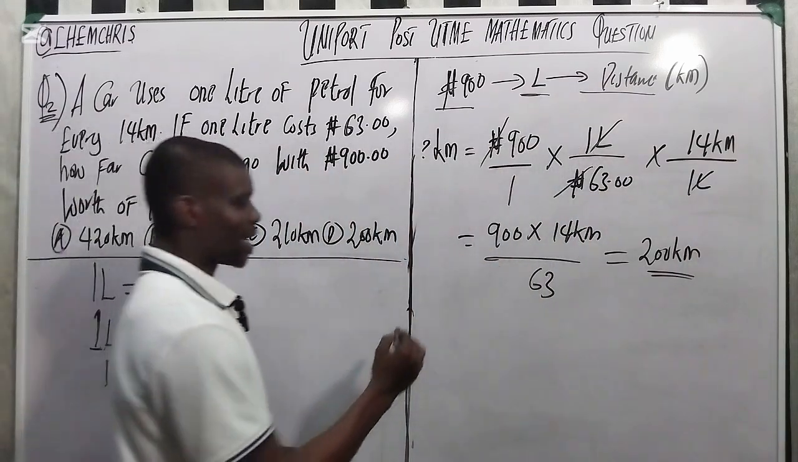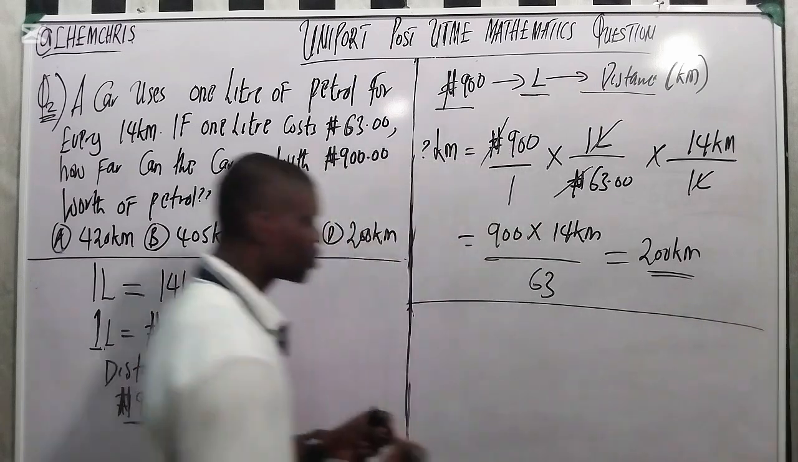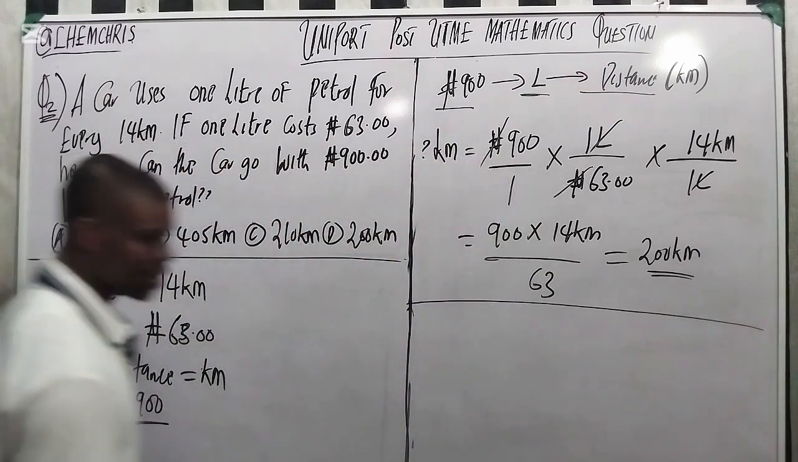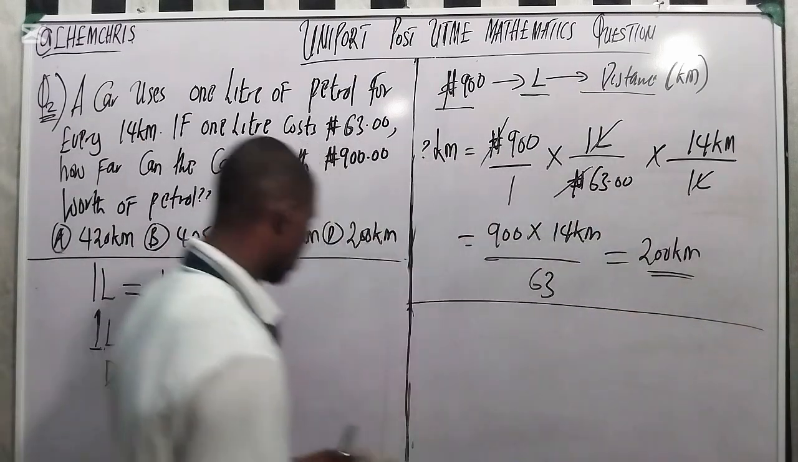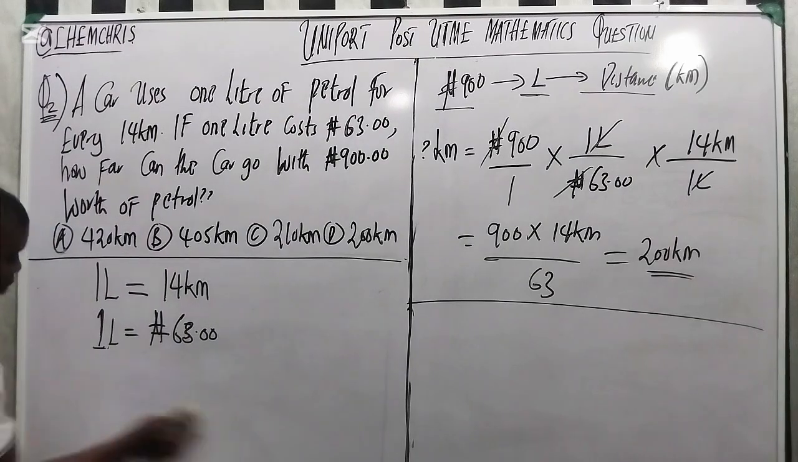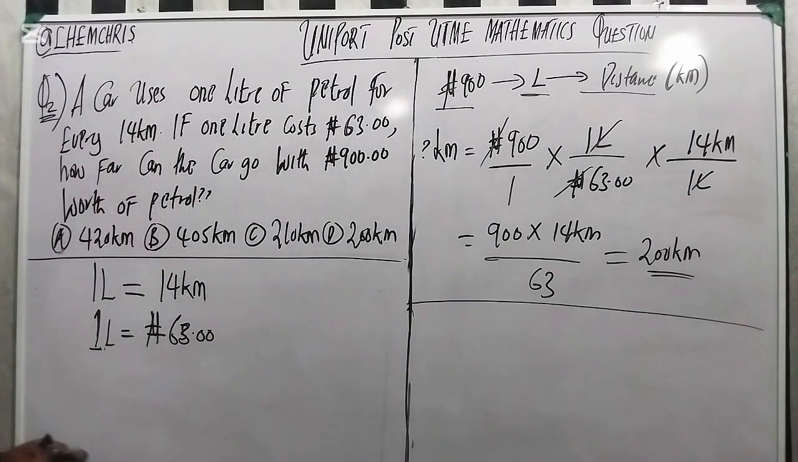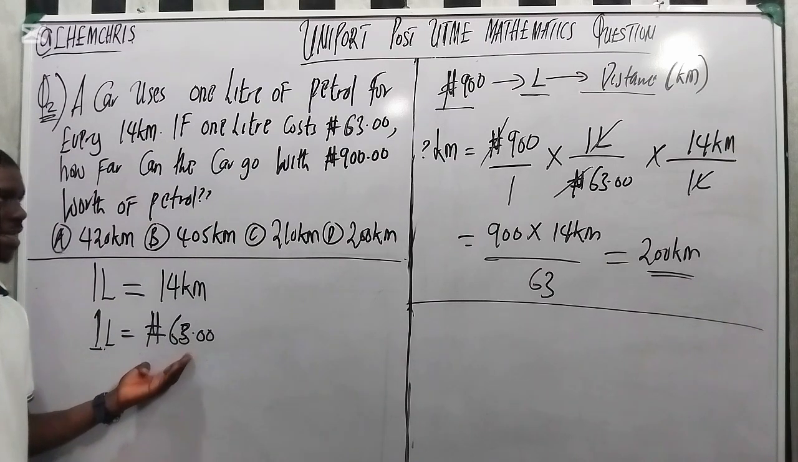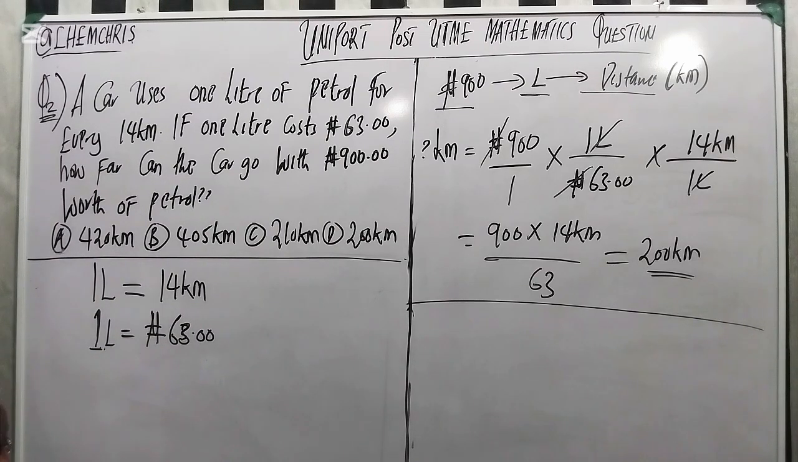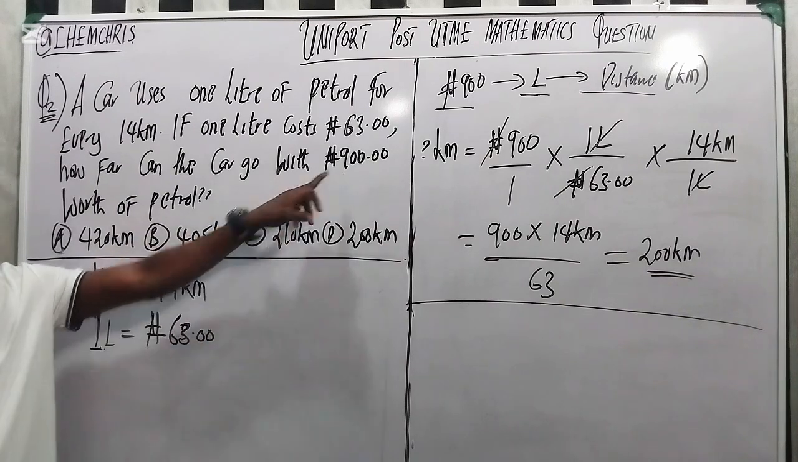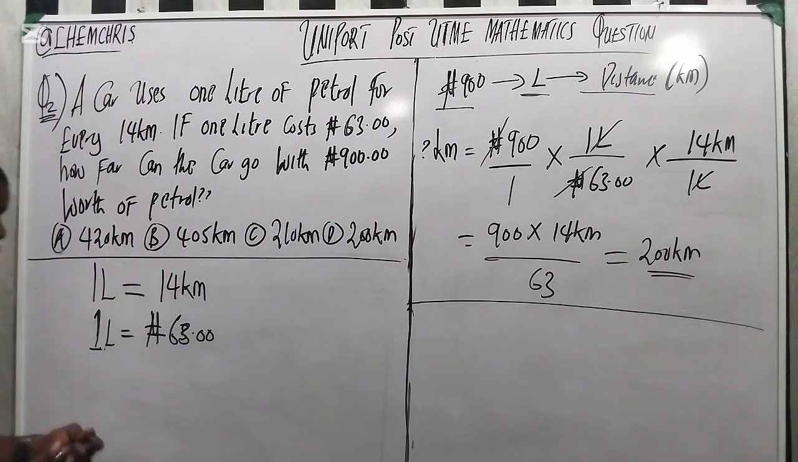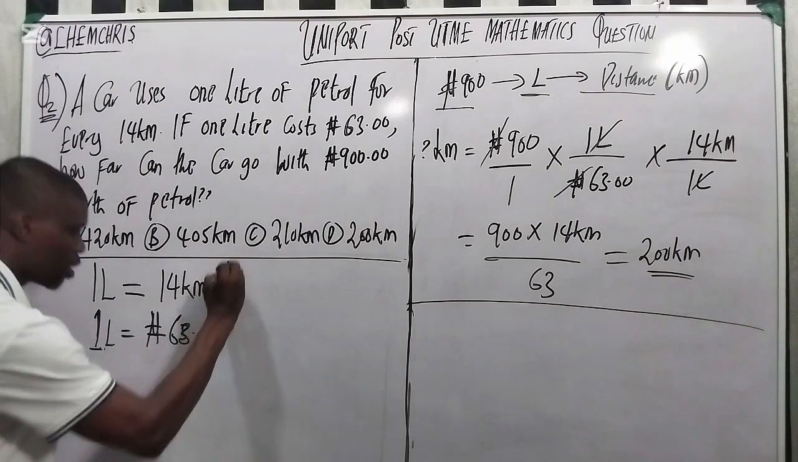Now I know that you may not understand this one here. So you need to get a second method. The second method is this. Let me show you the second method, right? Please pay close attention here. Remember, 1 liter equals to 63 naira, right? Then I ask you, let's get the liter you want to get for 900, right? So now to get the liter here, you pay close attention.